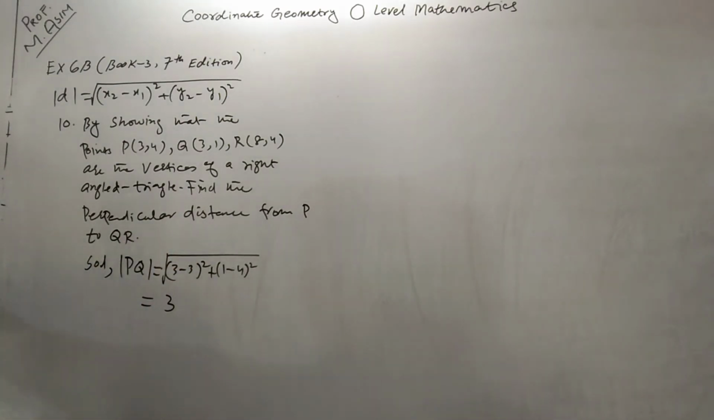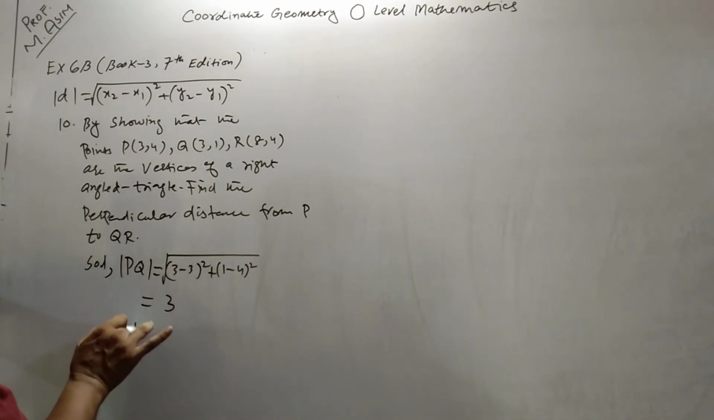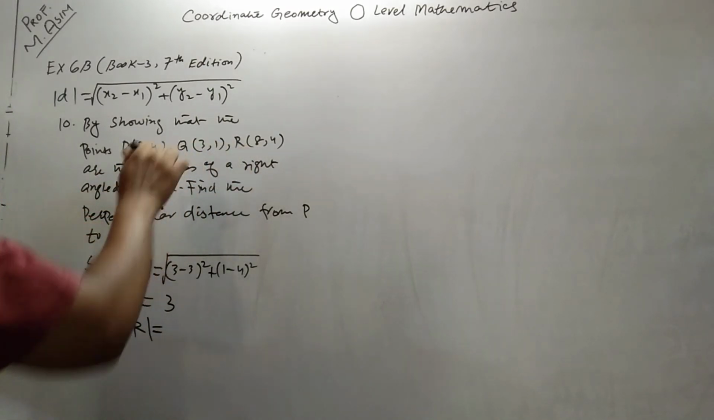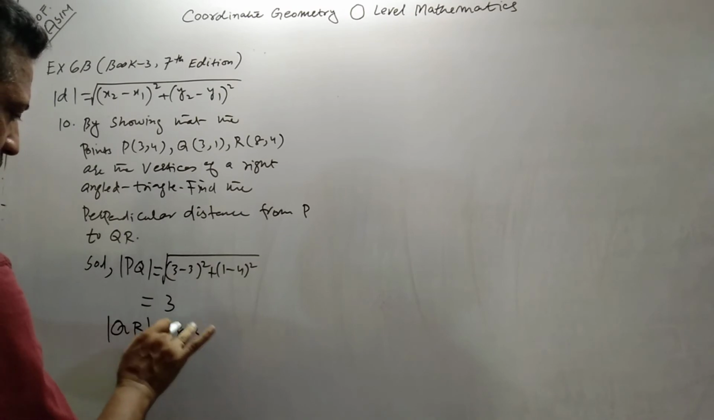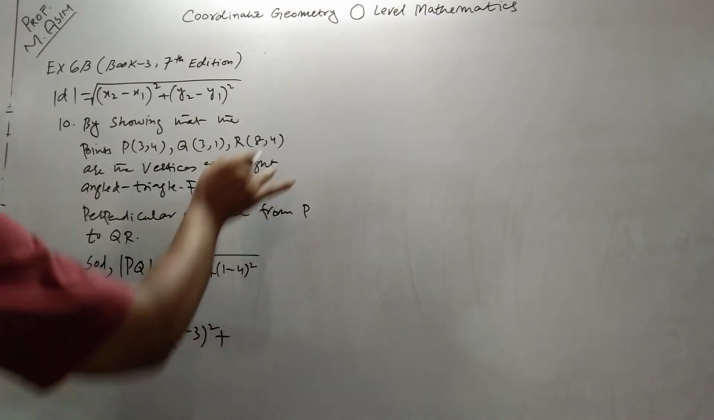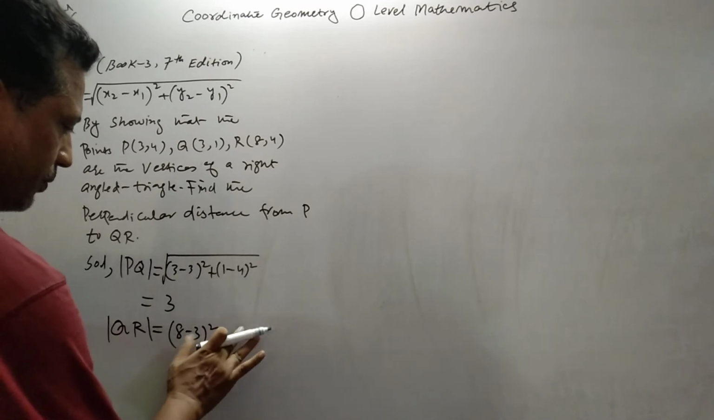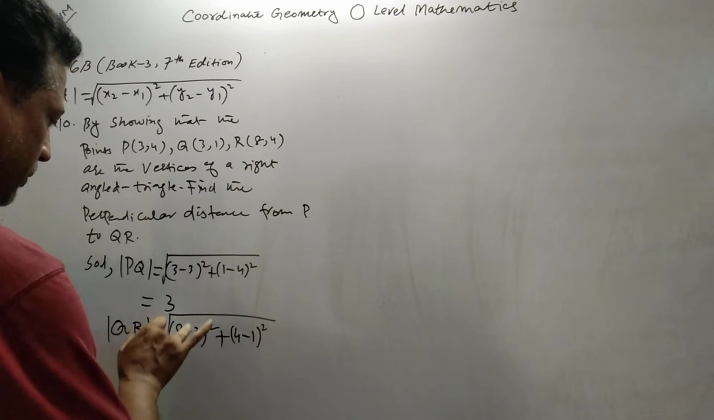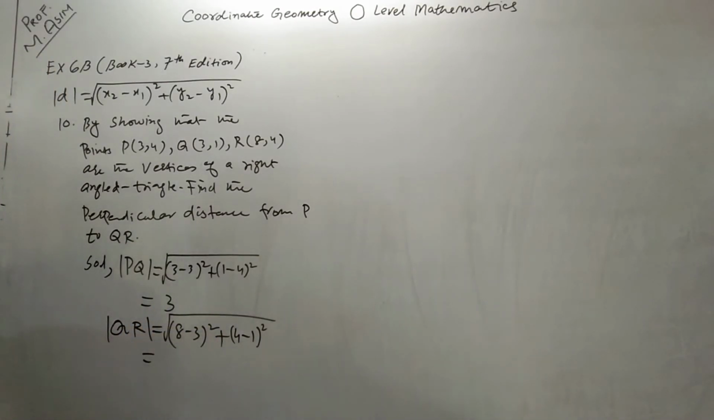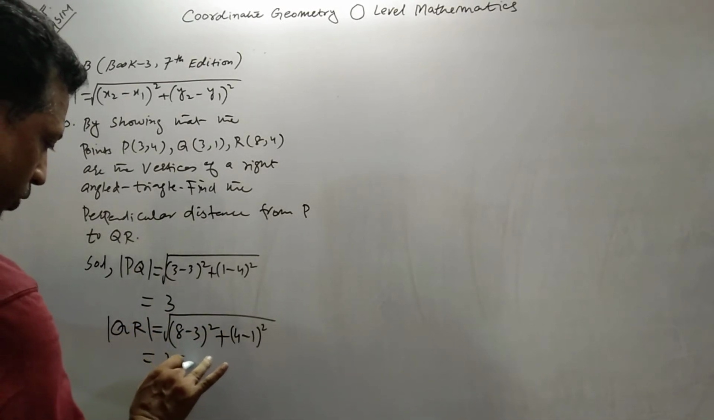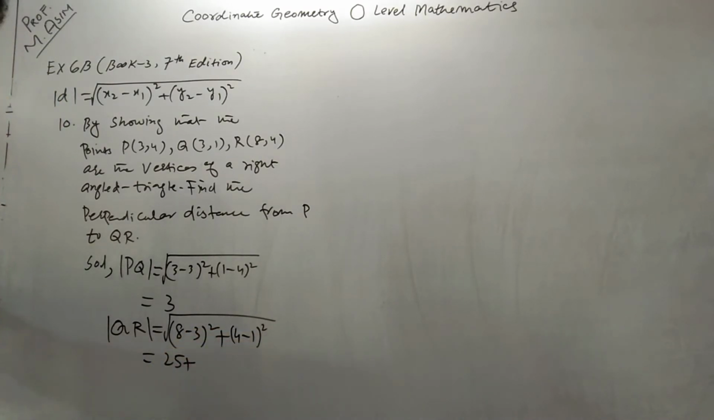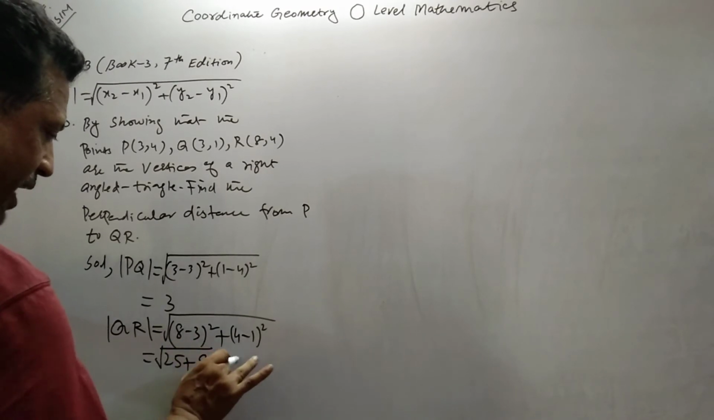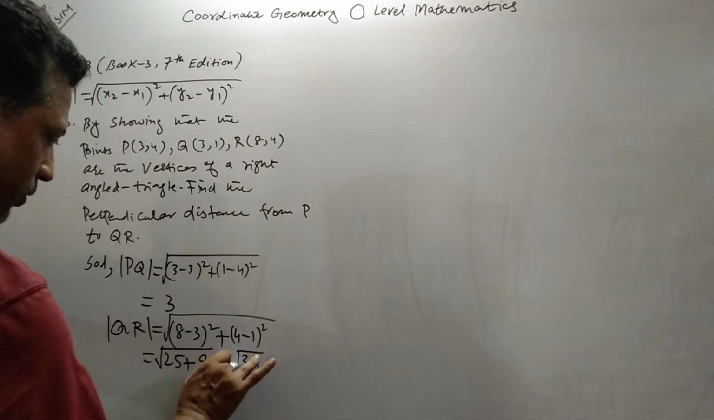I hope you understand. Now find the distance of QR. This is Q, this is R. The square root of (8 minus 3) square, x2 minus x1 square, plus (4 minus 1) square. 8 minus 3 is what? 5. 5 square is 25. 4 minus 1 is 3. 3 square is 9. 25 plus 9 is 34, square root.